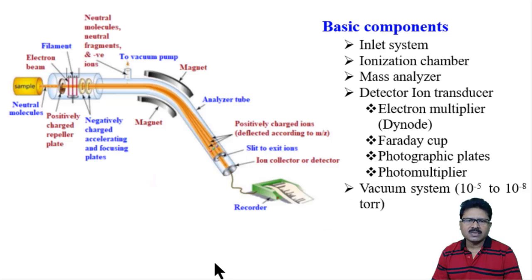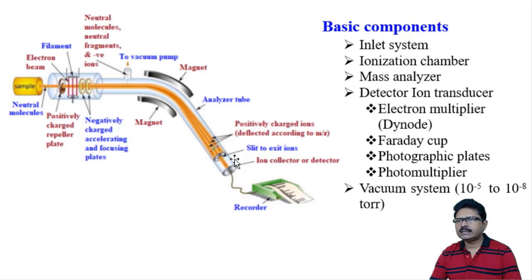So what are the basic components in a mass spectrometer? The first component is the inlet system. It must have an arrangement so that all the samples are in gaseous form. Next is the ionization chamber. The ionization chamber consists of an electron production arrangement as well as different charged plates for accelerating and focusing positively charged ions. Next is the mass analyzer. The main function of this mass analyzer is to deflect the different ions with respect to their masses.